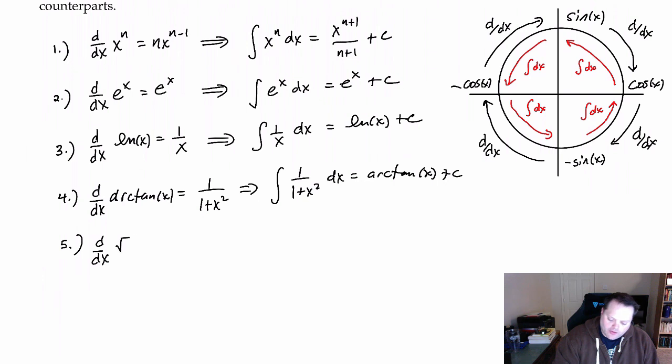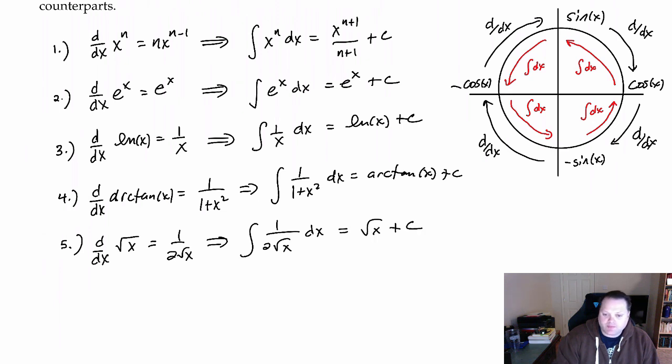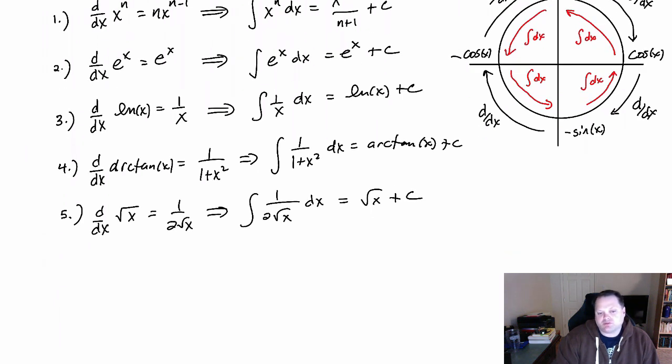We know that the derivative of a square root, this is just power rule, but in particular the square root we looked at a lot. So the derivative of a square root is 1 over 2 times the square root. So we know that the integral, or the antiderivative of 1 over 2 times the square root, should be the square root function plus c. That one pops up a lot, so it's probably worth ingraining.